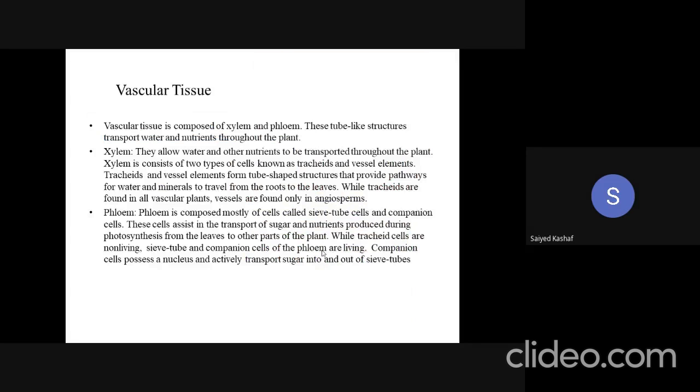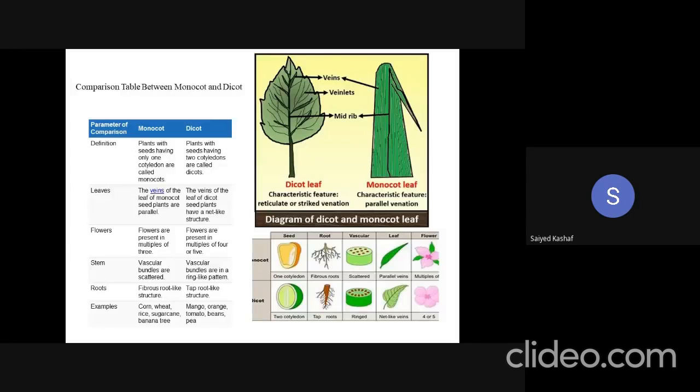Now, these tissues and systems remain present in all of the plants, and as we know, angiospermic plants are of two types, dicots and monocots. So now we will discuss the dicot and monocot plants. First we will see some basic parameters of comparison between dicots and monocots. We will start with the definition. The plants with seeds having only one cotyledon are called monocots, and the plants with seeds having two cotyledons are called dicots, as the name suggests.